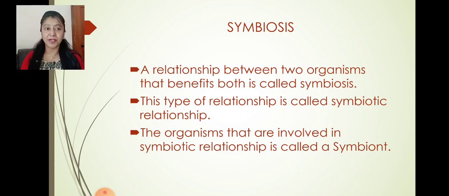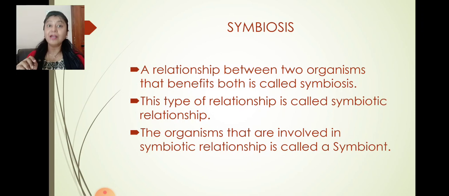This type of relationship is called a symbiotic relationship, and the organisms involved in a symbiotic relationship are called symbionts. One example I can give is for plants. They bear flowers, and for the purpose of reproduction they are dependent on honeybees, bats, and other insects for pollination. These honeybees or moths, birds like the hummingbird, or bats get nectar from the flower.